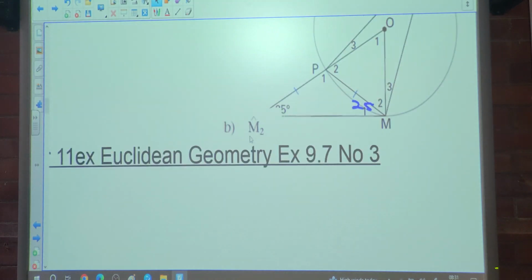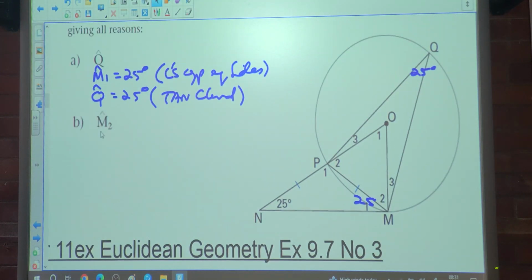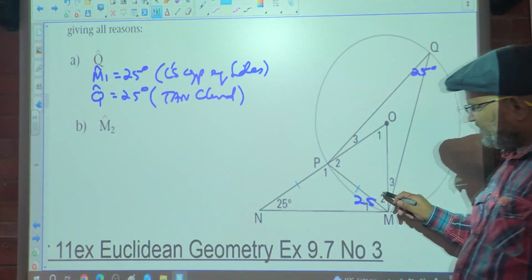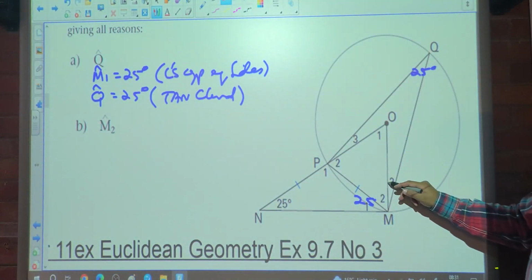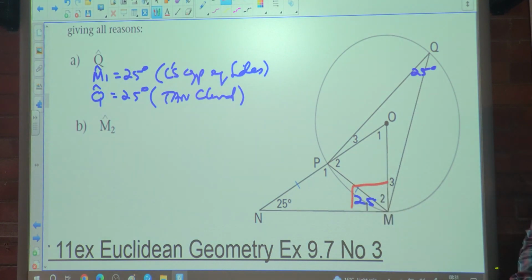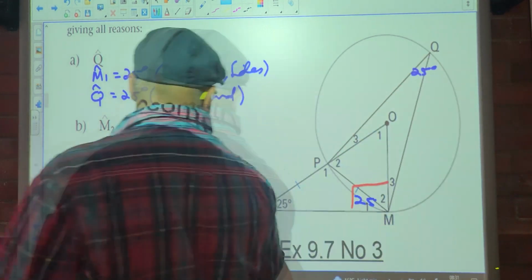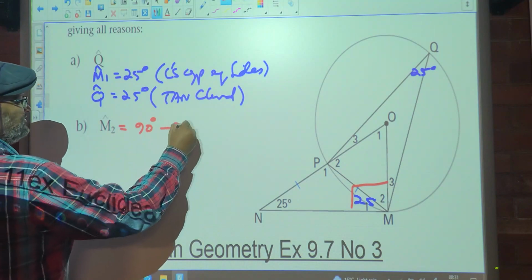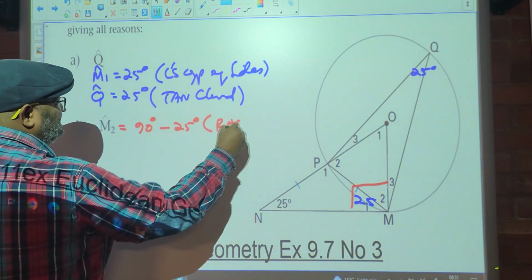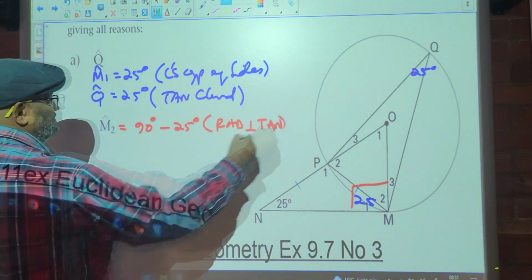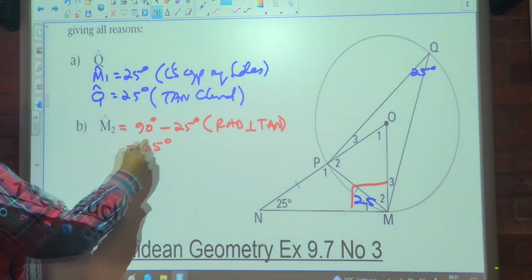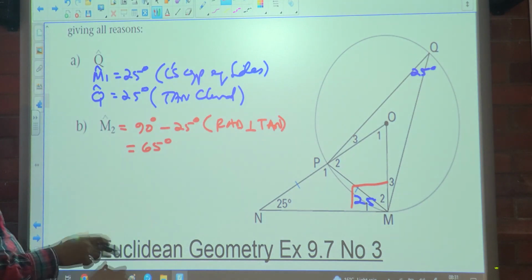B. M2. Okay. So M2 is basically this angle here. But we already said that this angle stands 90 degrees to the tangent here. Not so? The radius and the tangent there. So M2 is equal to 90 minus 25 degrees. Why? The radius perpendicular to tangent. So M2 works out to be 65. Is that correct?